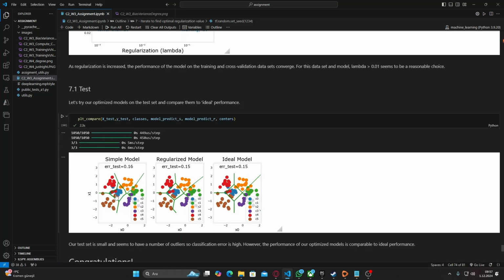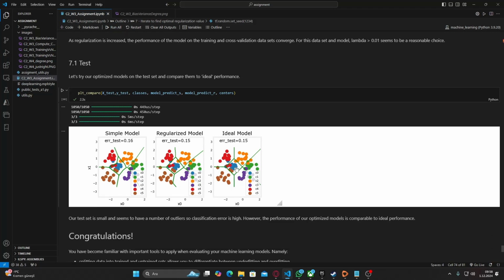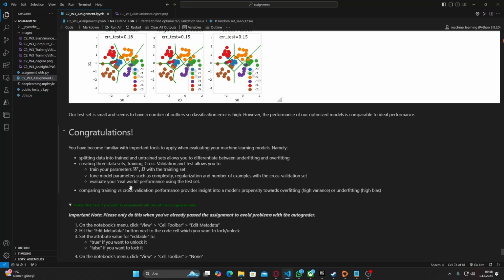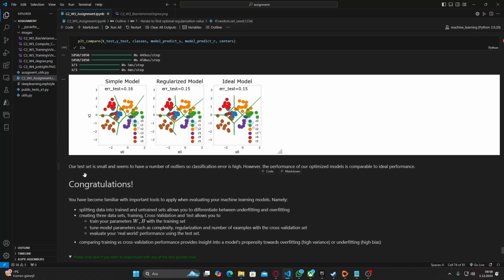Comparing this one, the error was 0.16 and this is 0.15. As you can see, this one takes the reds inside the blue, and in here it takes a little bit of blue for the outliers, and this is displaying more linearly. Our test set is small and seems to have a number of outliers, so the classification error is high. As we can see here, this is the performance of our optimized model compared to ideal performance.